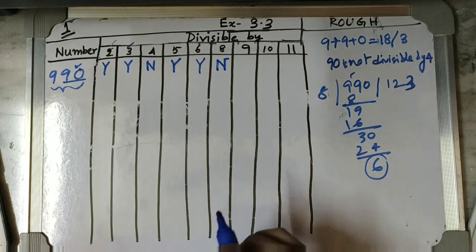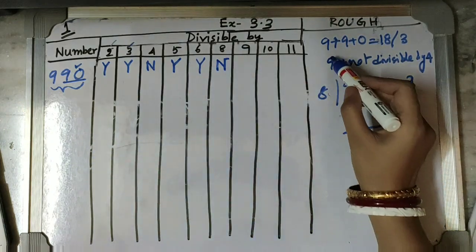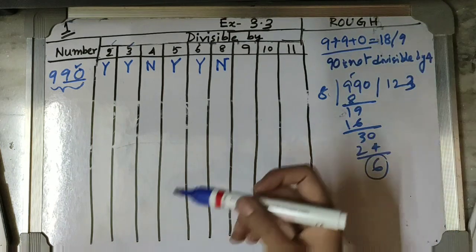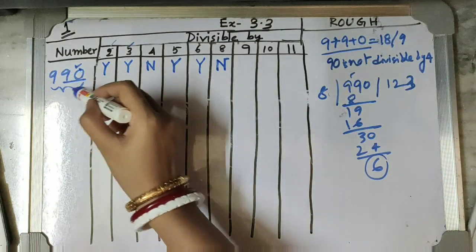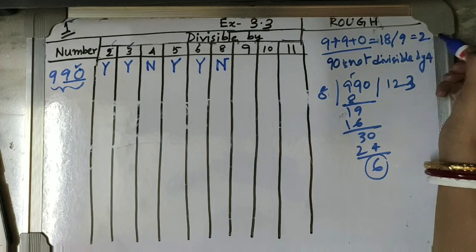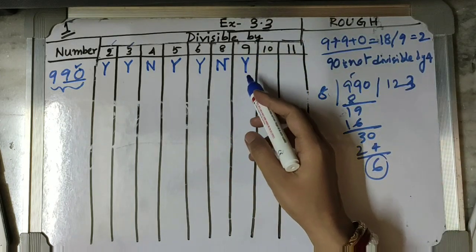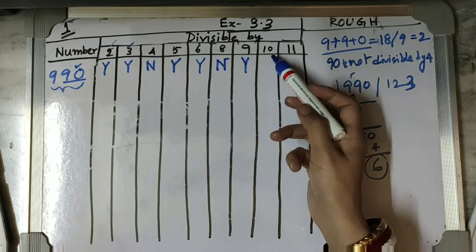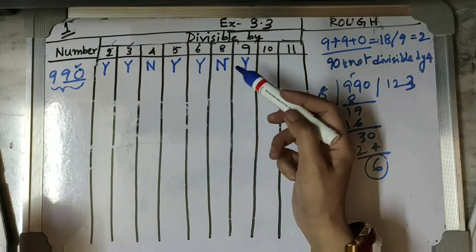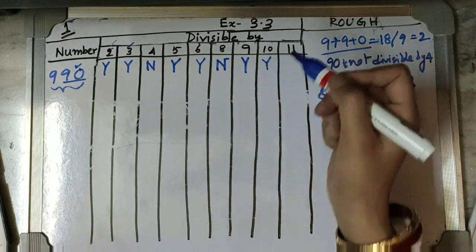Now exactly the same rule of 3 will be applied in case of 9. We will add all the digits, and if the result is divisible by 9, then the number will completely be divisible by 9. Okay, 18 is divisible by 9, so the number will be divisible by 9. So instead of yes, we are writing y. Okay, very easy to check the divisibility of 10 because this number is having 0 at its unit place. So this number is divisible by 10.